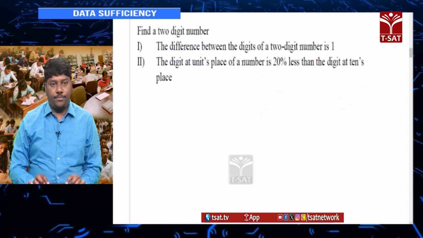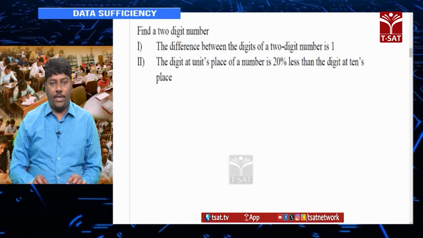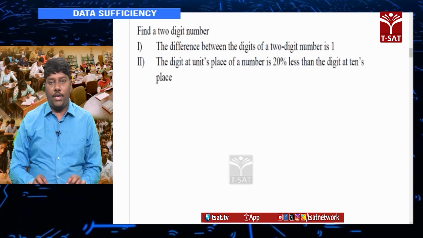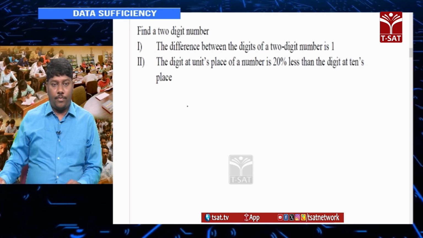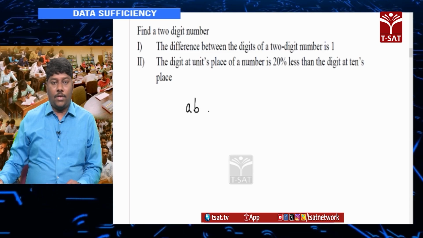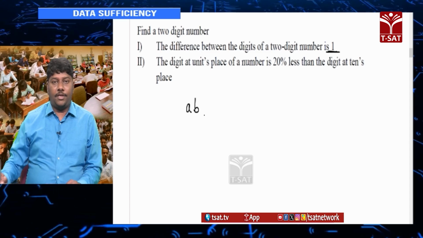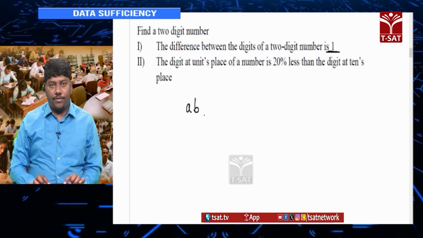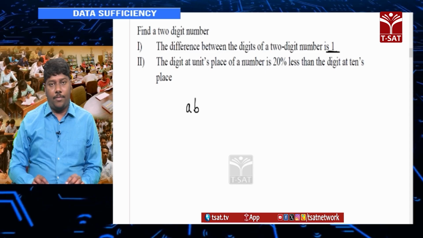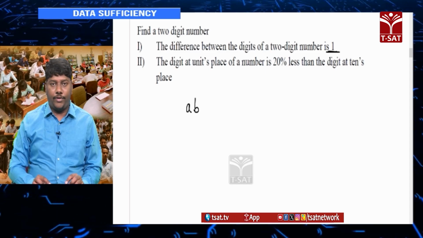Now, let us look at the question. Find a 2-digit number. Statement 1, he says, the difference between the digits of a 2-digit number is 1. So, I would say the 2-digit number is AB. The difference between them is 1. We don't know which is greater, but the difference is 1. Just by knowing the difference is 1, I can't say the 2-digit number because there are so many 2-digit numbers whose difference is 1. So, statement 1 is not sufficient.